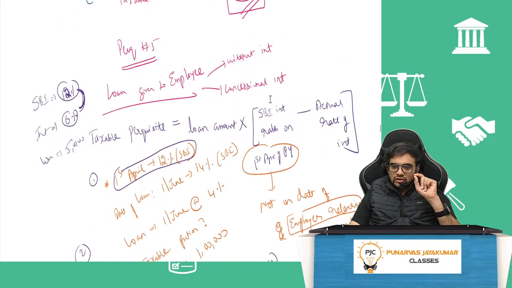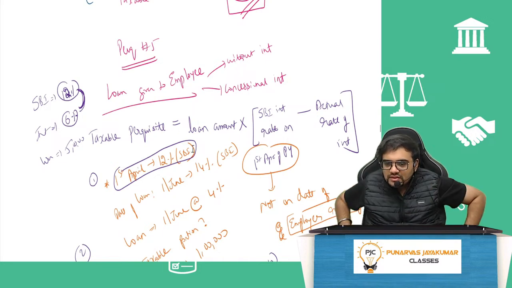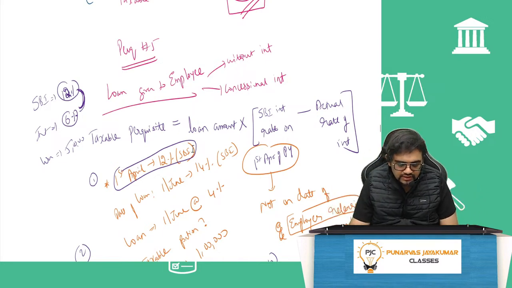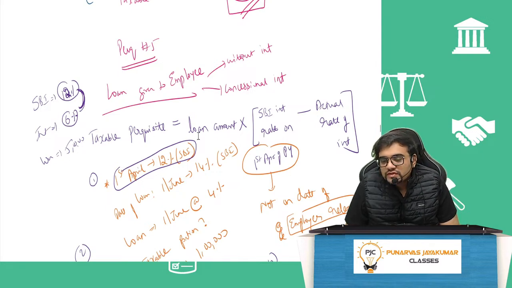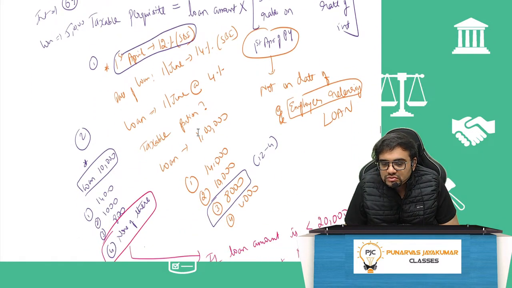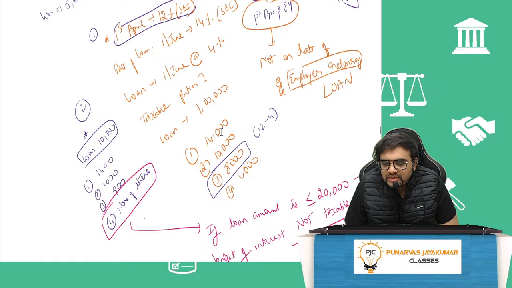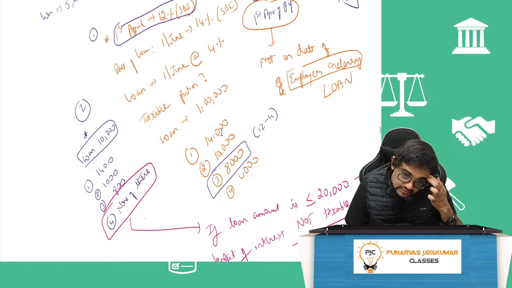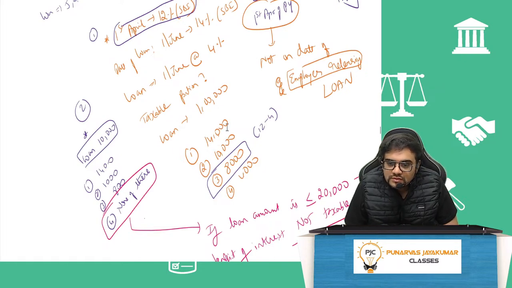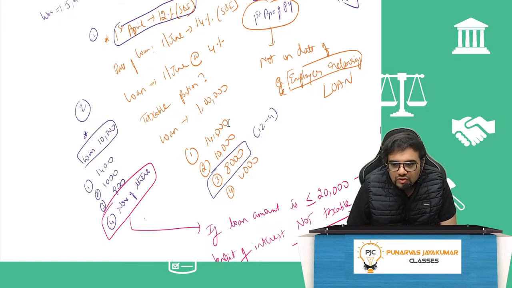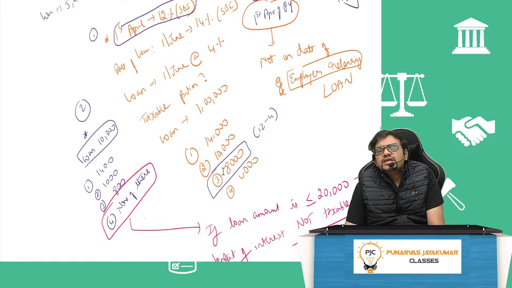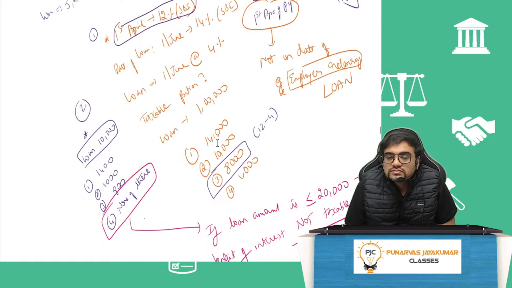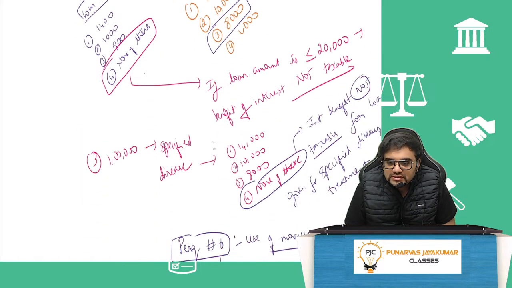But if the loan amount is less than or equal to 20,000, then not taxable. That also they can ask you in an MCQ. If the loan amount is less than or equal to 20,000, then benefit of interest not taxable. I repeat, don't go on the date of employee releasing the loan, go by previous year.